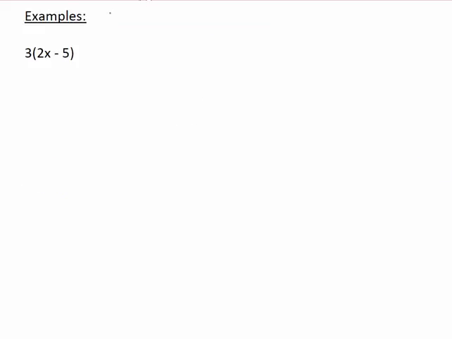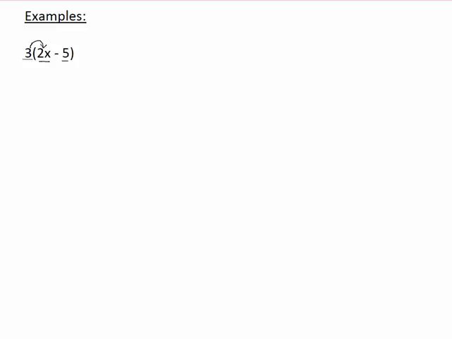So let's work on our first example. As you can see, we have 3 bracket 2x minus 5 bracket. In order to get rid of these brackets and start the question, we want to use our distributive property and multiply this 3 by each of the terms within the brackets. So our 2x is the first term and our 5 is the next term.